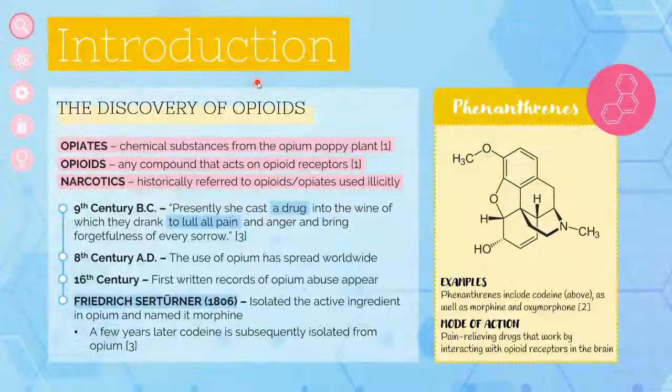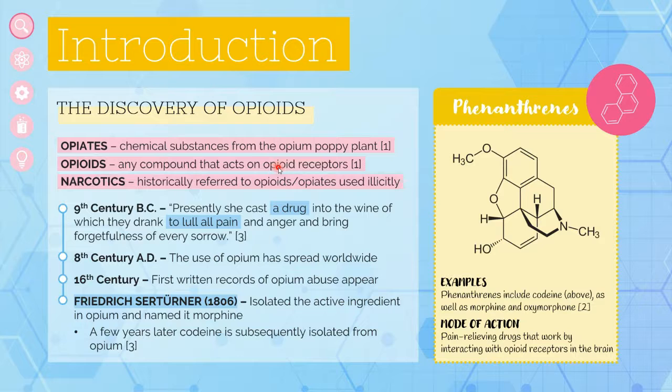So to begin this presentation, I want to quickly discuss three terms that you've probably heard before and are often used interchangeably. These terms are opiates, opioids, and narcotics. An opiate is any chemical substance that is synthesized from the opium poppy plant, and these include things like morphine as well as codeine, whereas opioids are any compound that act on the opioid receptors in our brain. So essentially, any opiate is also an opioid, and these two terms can be used interchangeably.